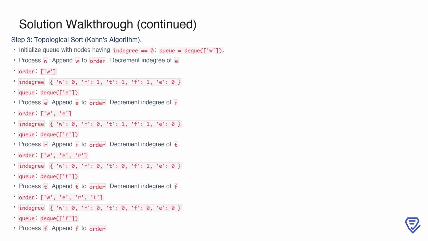Next, we process E, append it to the order, and decrement the in-degree of R, making R eligible for the queue. As we continue, processing R appends it to the order and reduces the in-degree of T, which is then added to the queue. Similarly, processing T appends it to the order and reduces the in-degree of F, which is finally processed. At each step, we ensure the in-degree updates and the queue reflect the dependencies between characters.